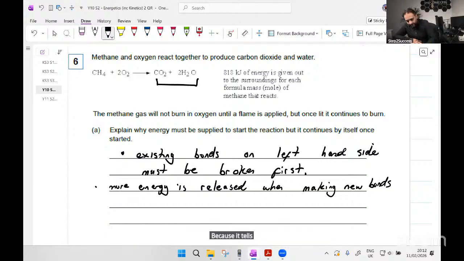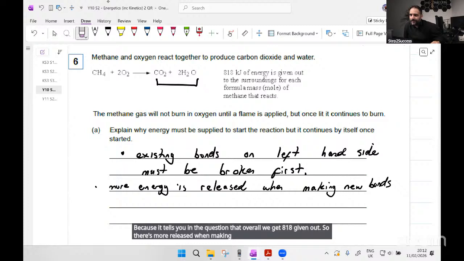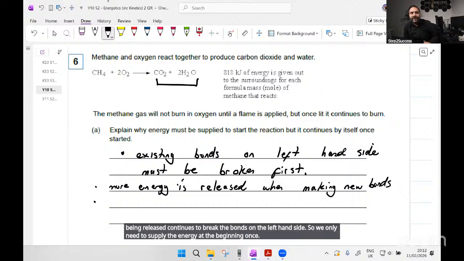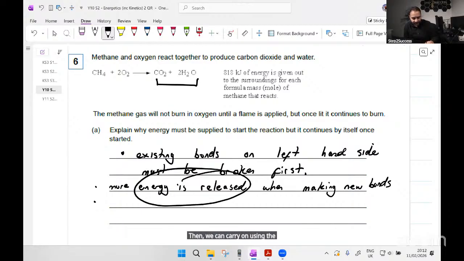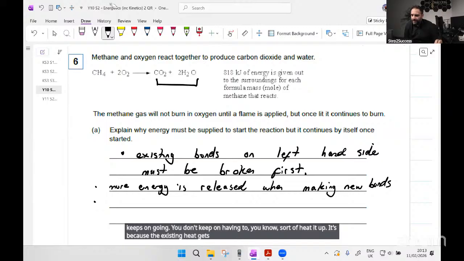Because it tells you in the question that overall we get 818 given out. So there's more released when making new bonds, and this extra energy that's being released continues to break the bonds on the left-hand side. So we only need to supply the energy at the beginning once, then we can carry on using the extra energy that's being released to keep it going. That's why, essentially, to light a fire, you do it once and then it keeps on going. You don't keep on having to heat it up. It's because the existing heat gets reused essentially.